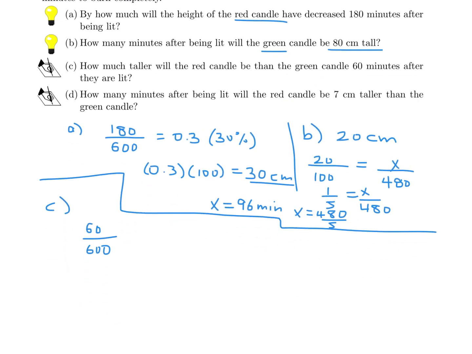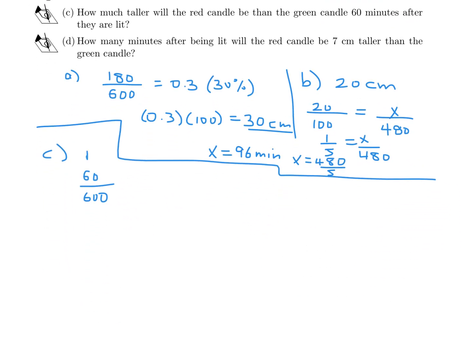Yeah. So this is the red candle, just put a little R there. So that's 1/10 of the time. So that means 1/10 of the candle will be burned. So 1/10 of 100 is 10. So 10 centimeters of the candle will be burned. So that means 100 minus 10 is what is remaining. So that candle has 90 centimeters remaining in terms of its height.